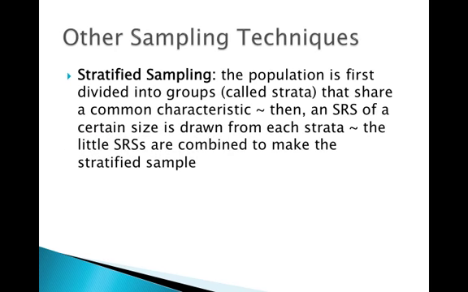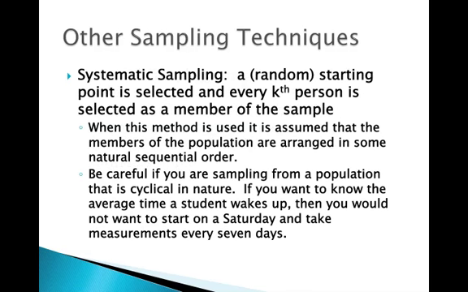Okay, there are other sampling techniques, and as long as they use randomness, they are considered good techniques. One is stratified sampling. The population is first divided into groups called strata that share a common characteristic. Then an SRS of a certain size is drawn from each stratum. The little SRSs are combined to make the stratified sample.